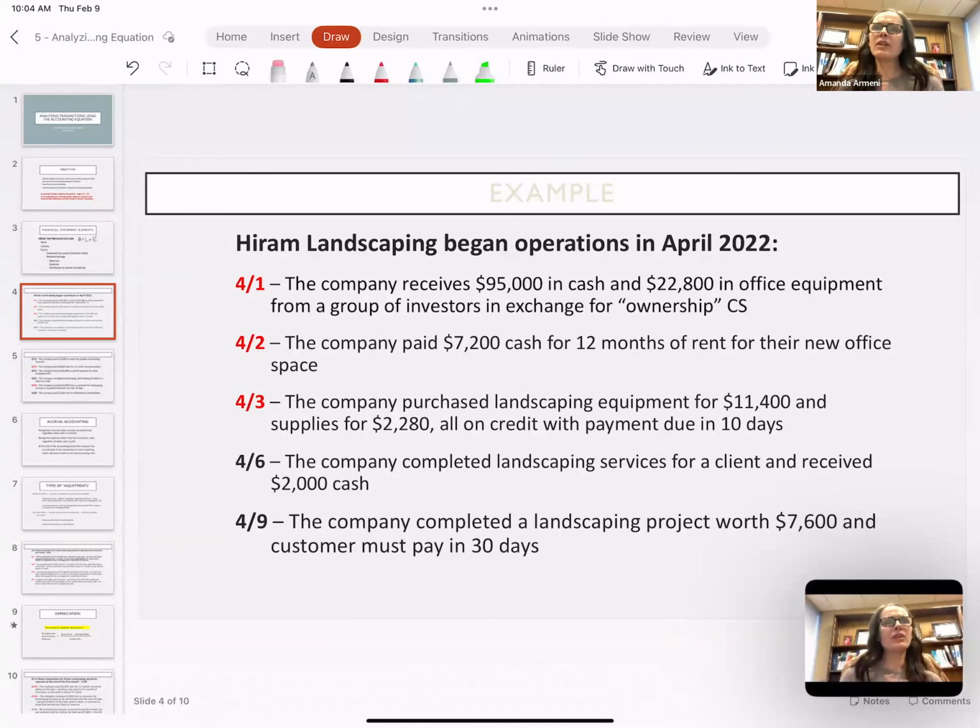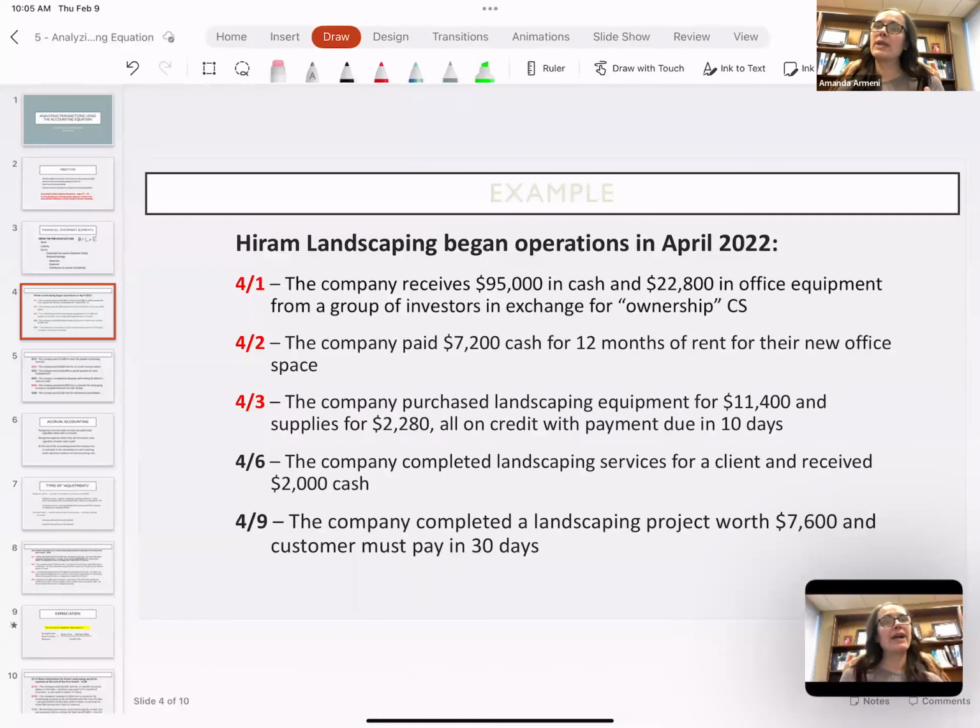Okay, so our first transaction is on April 1st. The company, Hiram Landscaping, received $95,000 in cash and $22,800 in office equipment from a group of investors in exchange for ownership or common stock. So what we have to identify here on April 1st is what is being exchanged, right? What is the company receiving and what did the company give in exchange for whatever those items were?